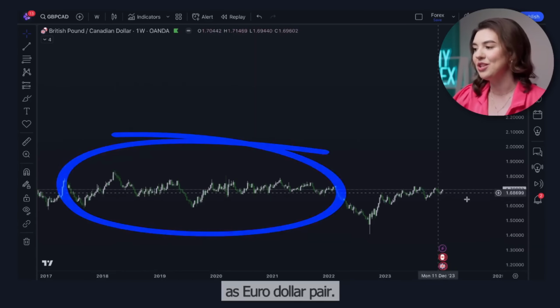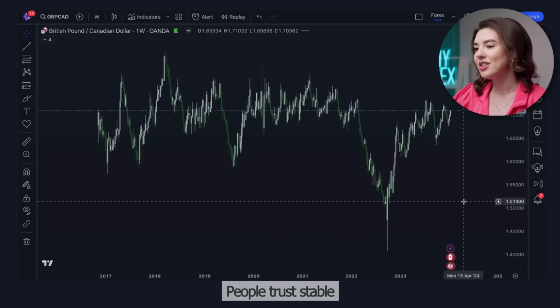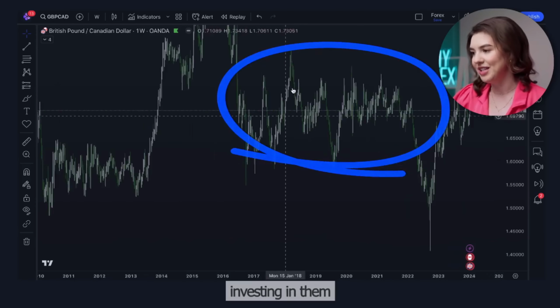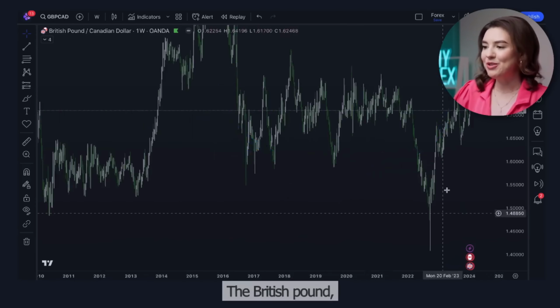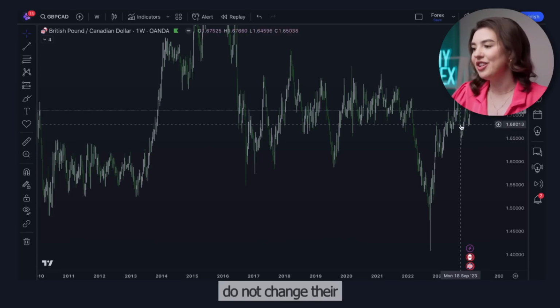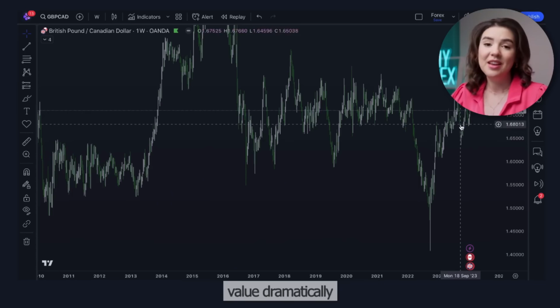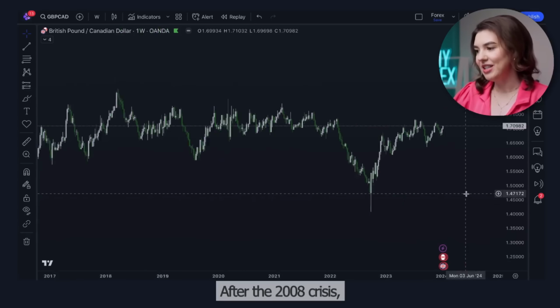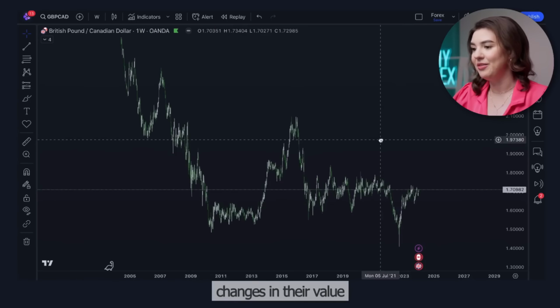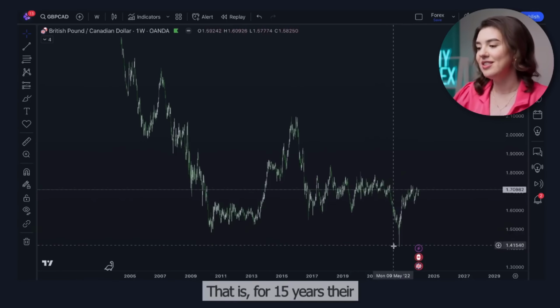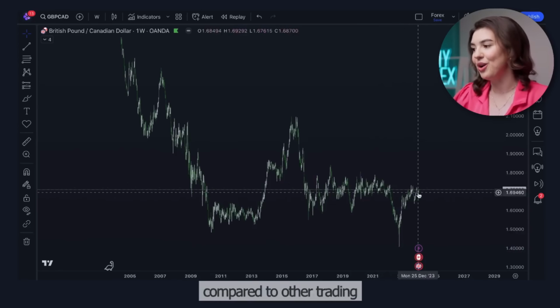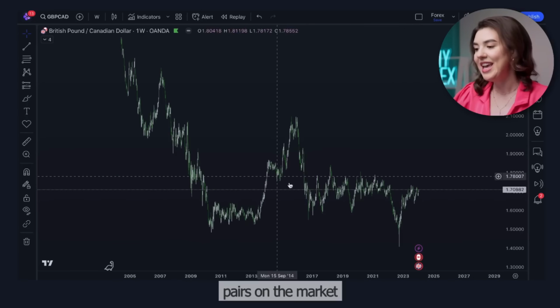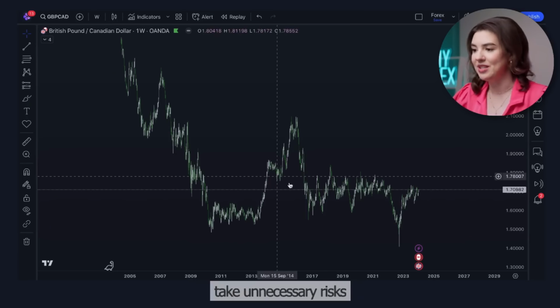It's roughly the same as euro-dollar pair. People trust stable currencies and prefer investing in them. The British pound sterling and the Canadian dollar do not change their value dramatically. They are very stable. After the 2008 crisis, there were no major changes in their value. That is, for 15 years, their rates have been stable compared to other trading pairs on the market. And this leads to the fact that many people trade on this pair, preferring not to take unnecessary risks.